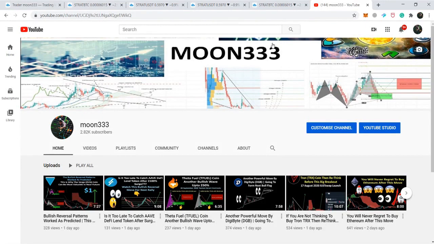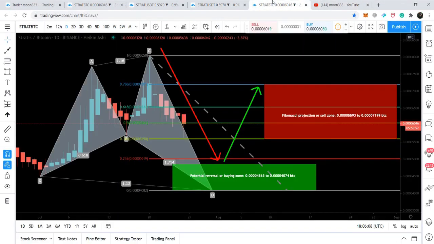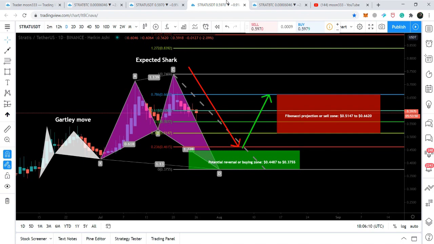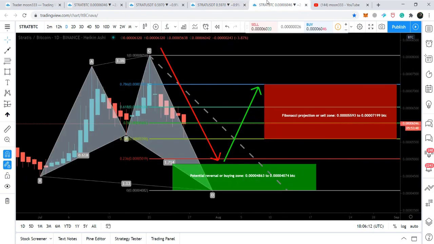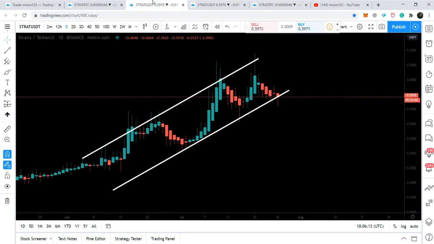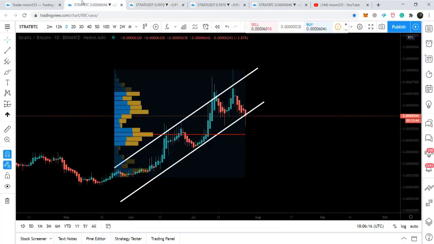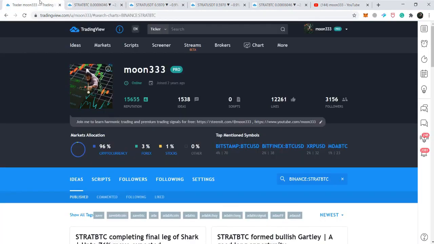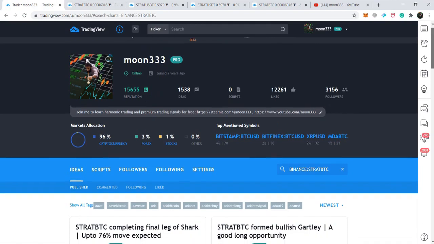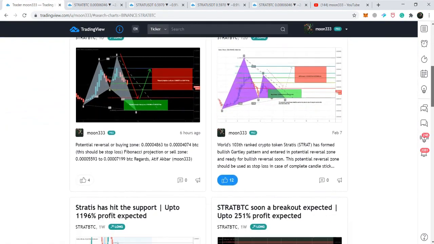And today I want to show you some amazing moves that the Stratis coin has formed, the different harmonic moves with the US dollar pair and with the Bitcoin pair as well. With the targets, I will show you these patterns. But before that, I want to show you some previous chart patterns that I have already shared with you in my previous videos as well.